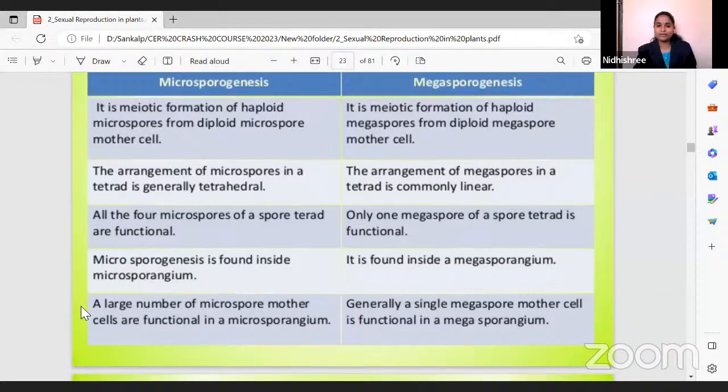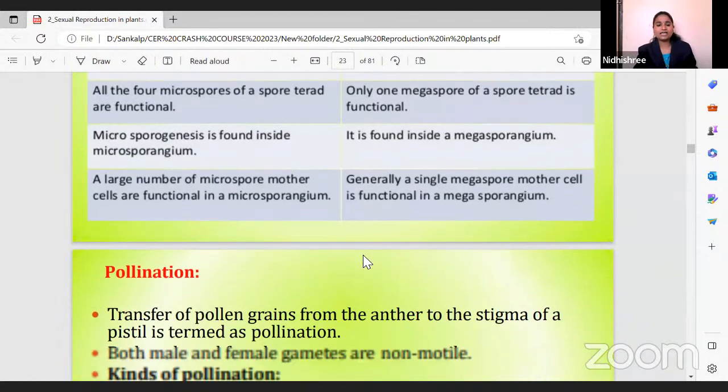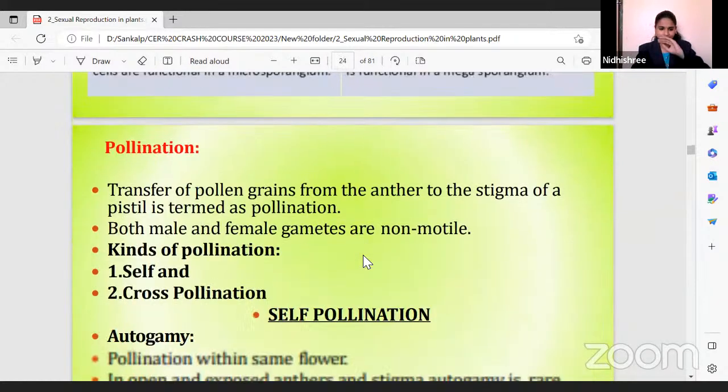Where does microsporogenesis occur? In the microsporangium, and this one will occur in the megasporangium. Last difference, a large number of microspore mother cells are functional in the microsporangium. Here only a single mother cell will be active.